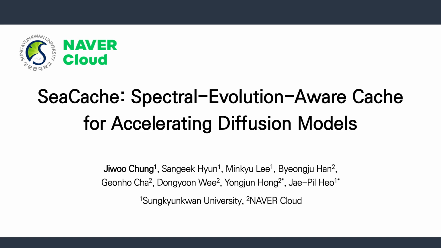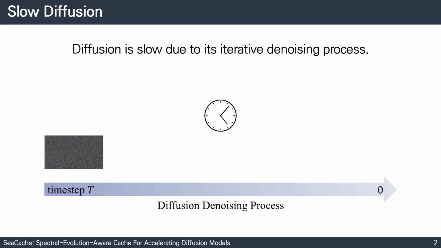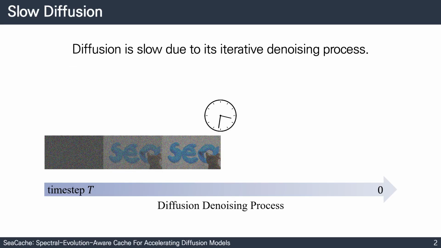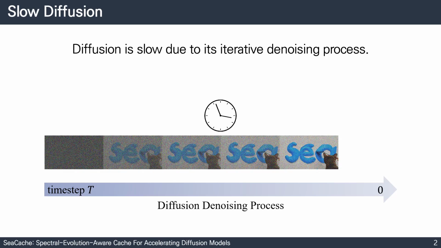I present our paper titled SeaCache, Spectral-Evolution-Aware Cache for Accelerating Diffusion Models. Diffusion models generate high-quality images and videos through an iterative denoising process. However, this iterative process is also the main computational bottleneck. At every time step, the denoising network has to be executed again. As a result, diffusion inference is slow.